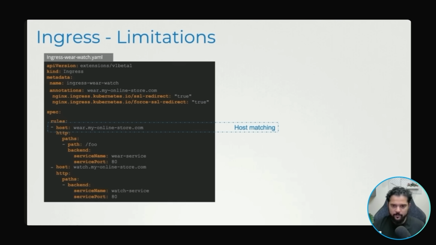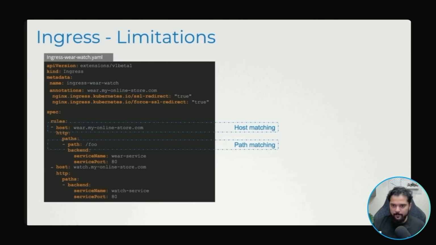And the second rule is similar, the watch rule, right? So if the user typed in watch.myonlinestore.com, then you're going to direct that traffic to another service. That's called host matching. So you basically redirect traffic with the name of the host that's configured in the rule. So that was one thing that was supported.